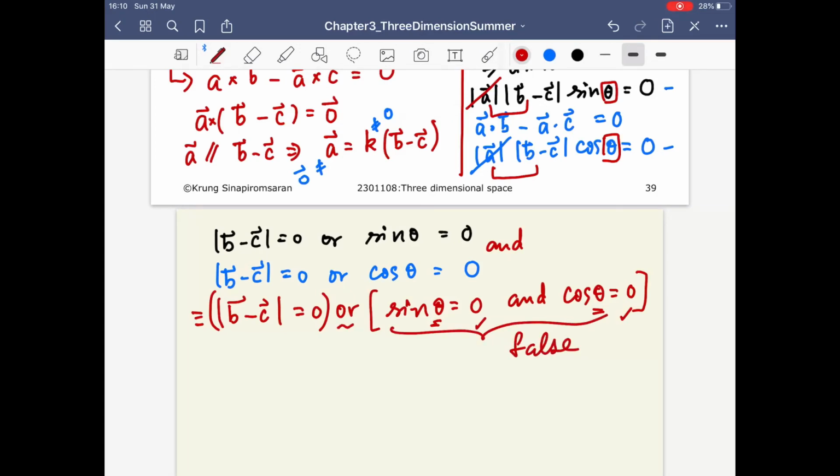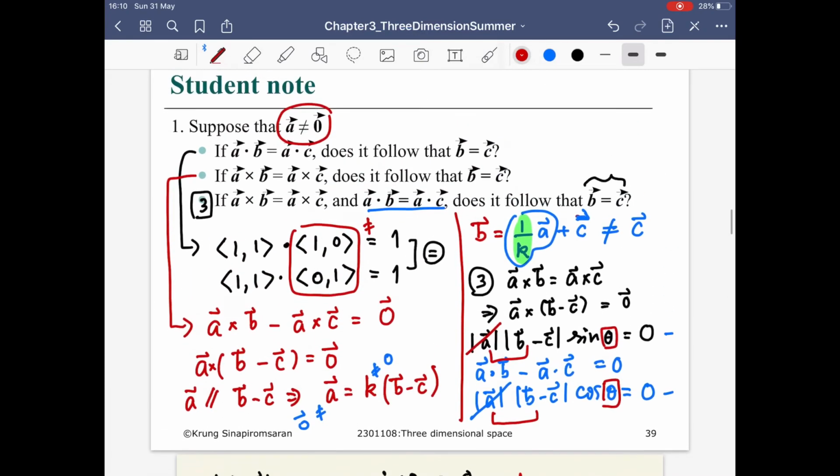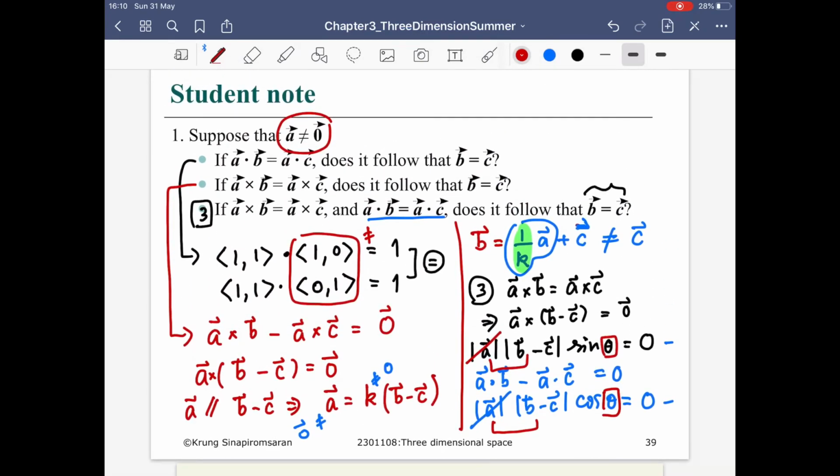So when you connect by or, it means that the other will be true. So if your b minus c is 0, the length of 0, it means that your b minus c has to be a 0 vector, and your b and your c are the same. So this problem is saying that if you only have the same dot product, a dot b and a dot c are the same, you cannot conclude that b and c are the same.